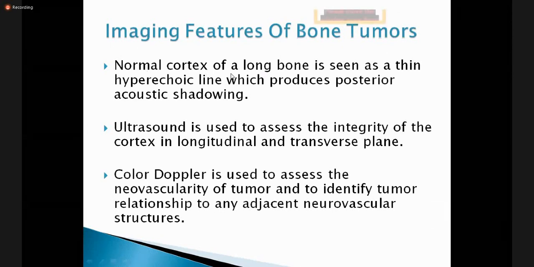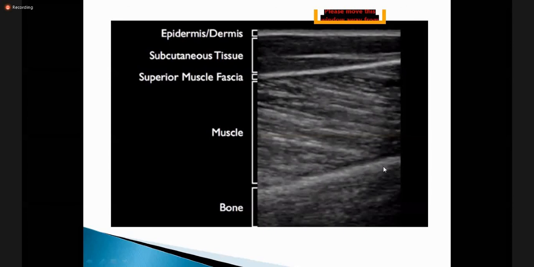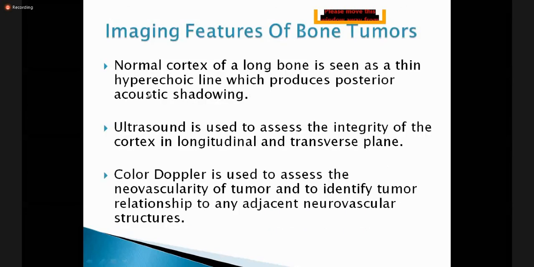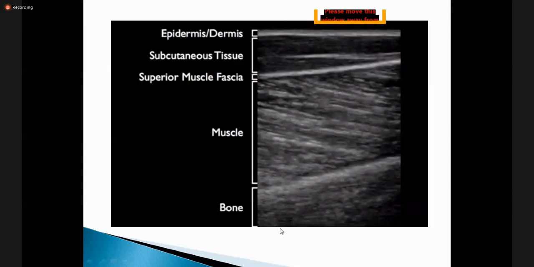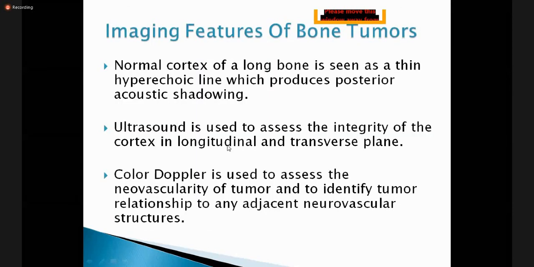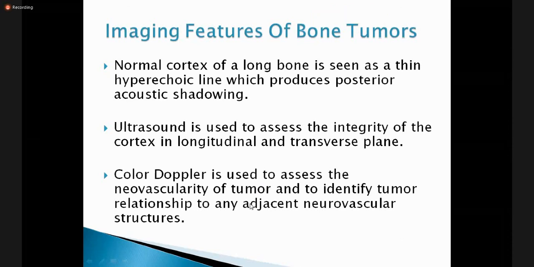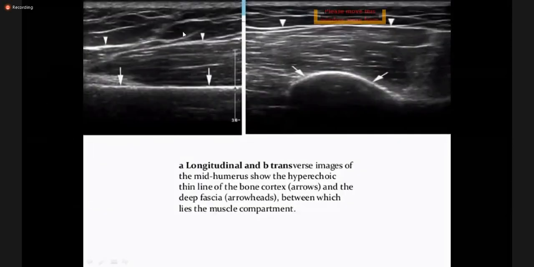Then the imaging features of bone tumor. The normal cortex of a long bone is seen as a thin hyperechoic line. Hyperechoic means a bright line. This bright line produces posterior acoustic shadowing, meaning it gives a posterior black shadow. Ultrasound is used to assess the integrity of the cortex in the longitudinal and transverse planes. Color Doppler is used to assess the neovascularity of the tumor and to identify the tumor's relationship to any adjacent neurovascular structure.